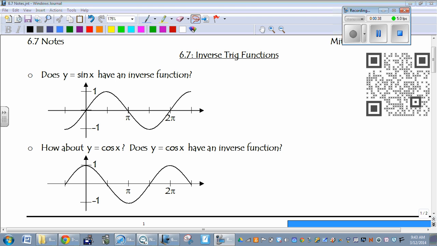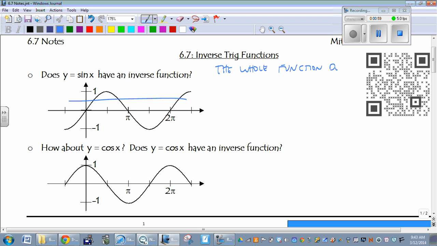Well, I heard it out there, the horizontal line test. It doesn't pass the horizontal line test, right? So that means its inverse is not a function because it wouldn't pass the vertical line test. So the whole function does not have an inverse function.